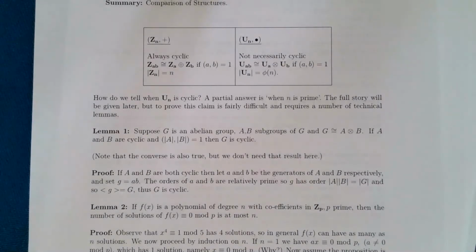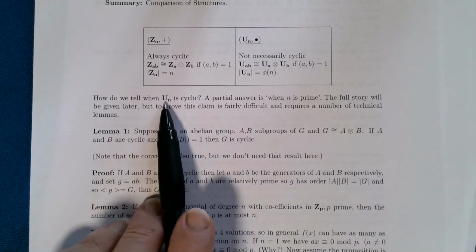This particular section is probably the hardest of the lot. You might care to skip it and just go to the main result, but I'm going to, just for the sake of completeness, go through the various proofs leading up to our main result. And the main result is trying to answer this question of when is this UN group cyclic.